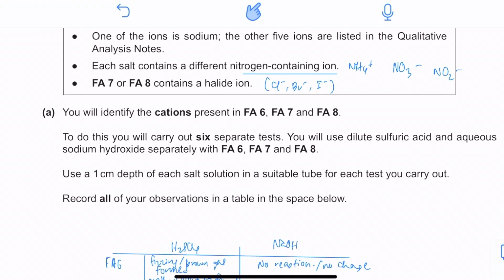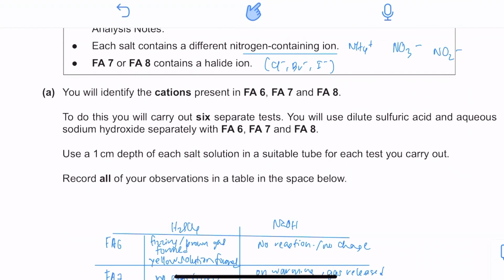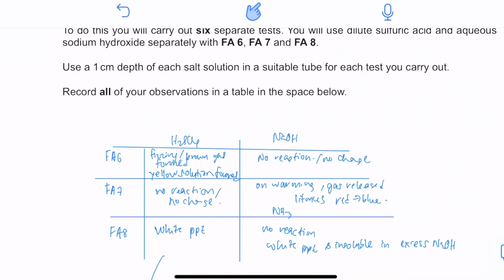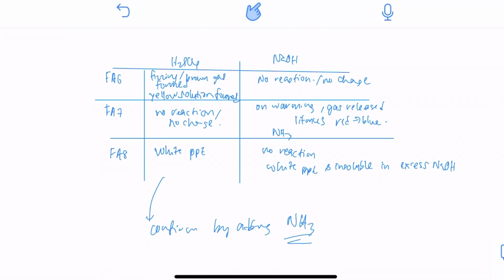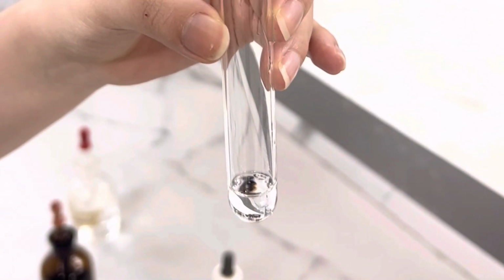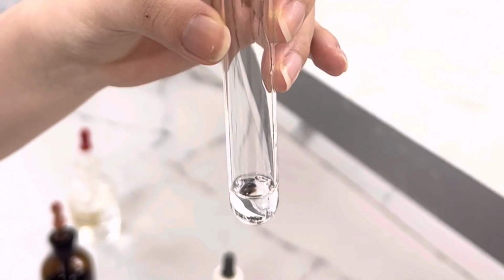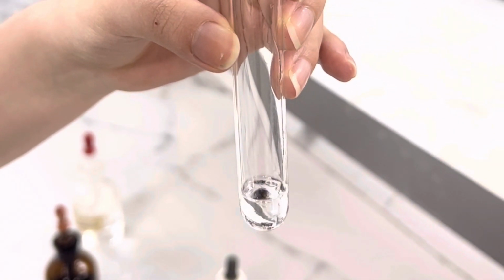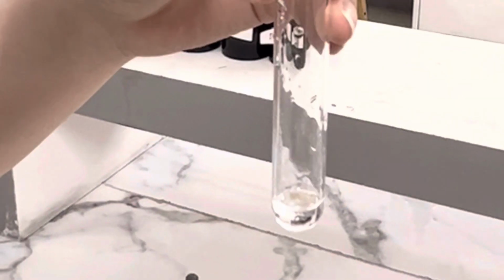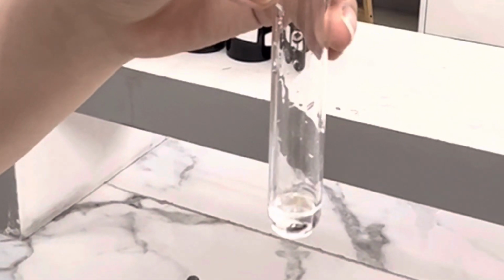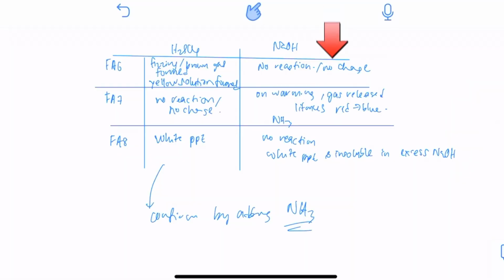So we will use 1 cm depth of each salt solution in a suitable tube, and then we will carry out the tests. When Fa6 reacted with sulfuric acid, fizzing is observed. This is an indication that a gas is being formed. When Fa6 is reacted with sodium hydroxide, there is no reaction.